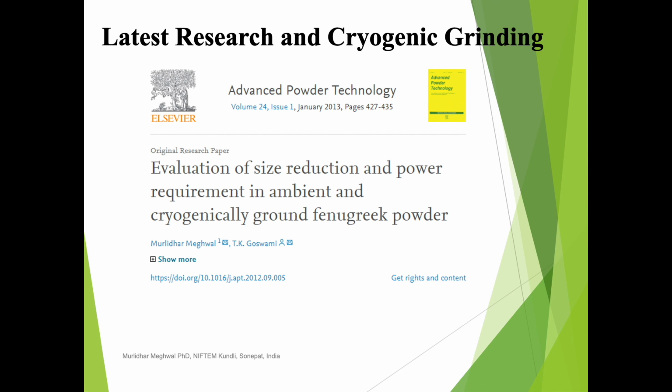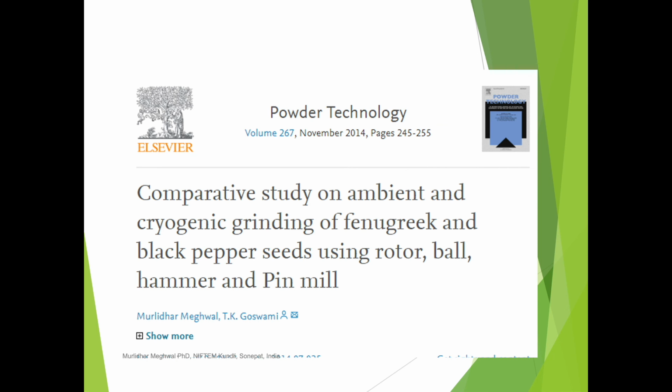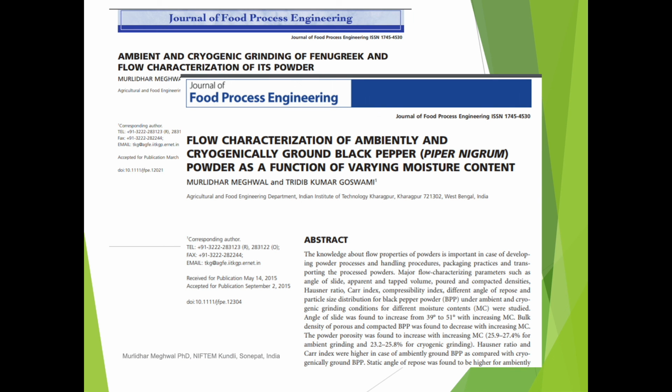A lot of research is going on in this field, and if someone is interested, they can go through the latest research on cryogenic grinding. This is another study, a comparative study on ambient and cryogenic grinding of fenugreek and black pepper seed using a rotor mill, ball mill, hammer mill, and feed mill. And here is another article on flow characterization for black pepper.